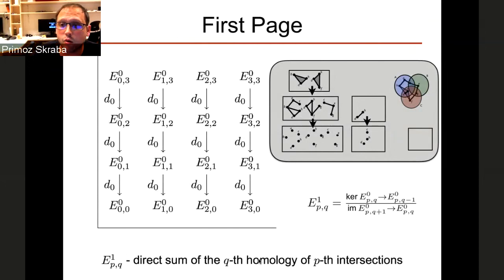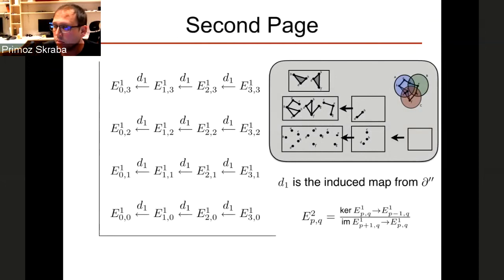Then of course this isn't going to be the right answer, so we need to go to the second page. These maps are already a little harder to understand, especially if one wants to argue about them, but it's quite easy to see that they're well defined. Recall that d prime prime was a chain map, so it induces a map on homology. These E1s are just homologies, and so d1 is just the induced map from that chain map that was given.